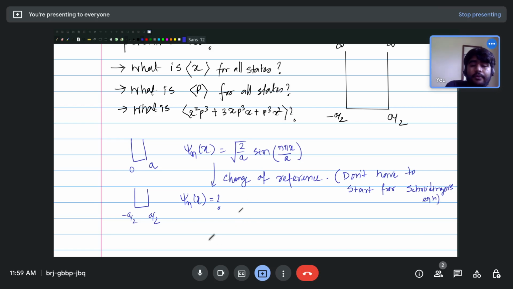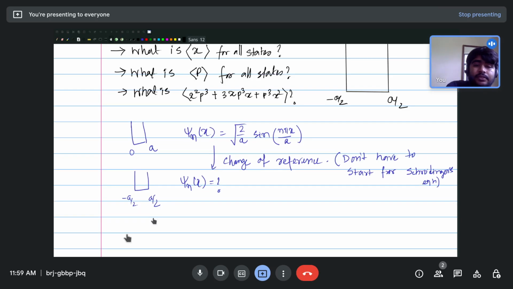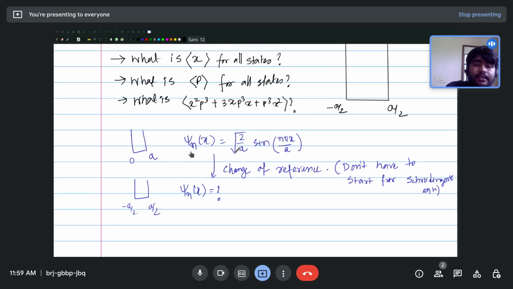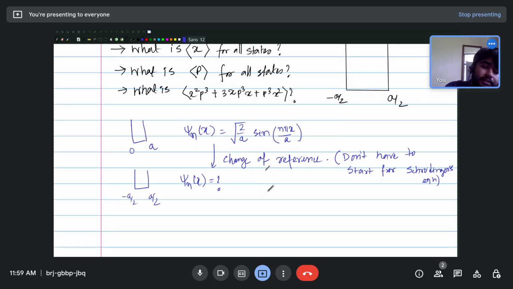Okay, so how do you do that? One thing is that the energy is the same for both of these cases, when the well is from 0 to a and when it is from minus a by 2 to a by 2. So the energy doesn't change.